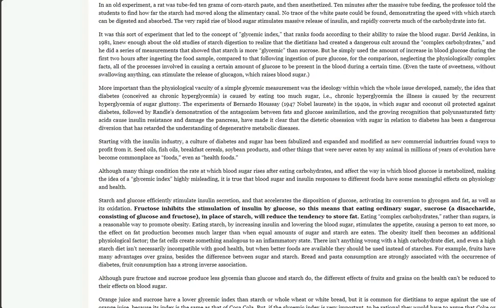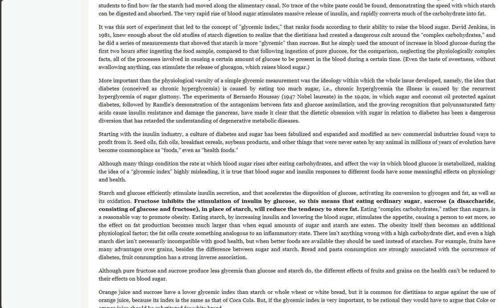It was this sort of experiment that led to the concept of glycemic index that ranks foods according to their ability to raise the blood sugar. David Jenkins, in 1981, knew enough about the old studies of starch digestion to realize that the dietitians had created a dangerous cult around the complex carbohydrates, and he did a series of measurements that showed that starch is more glycemic than sucrose. But he simply used the amount of increase in blood glucose during the first 2 hours after ingesting the food sample compared to the following ingestion of pure glucose for the comparison, neglecting the physiologically complex facts.